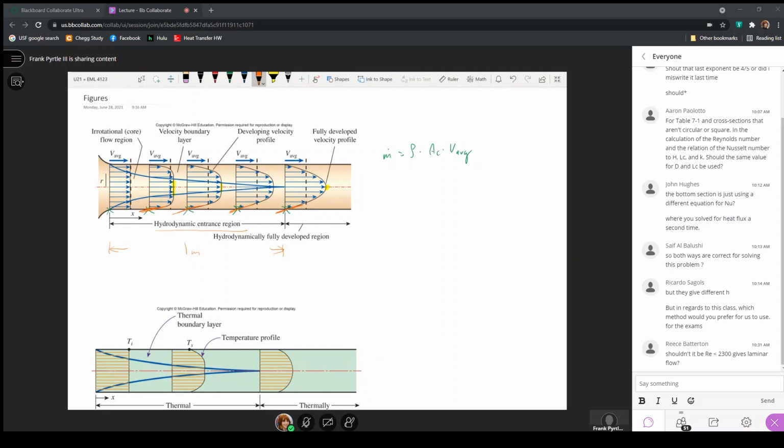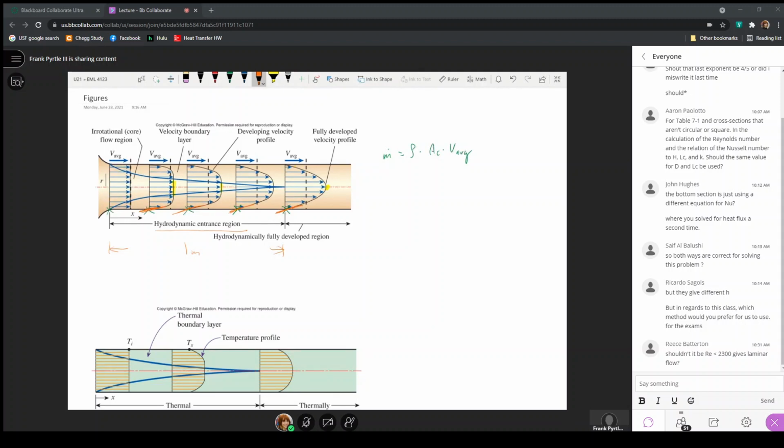Now, the significance of that for a hydrodynamic problem is that the pressure drop as a function of x, dp/dx, changes in the entry region. It's a constant in the fully developed region.